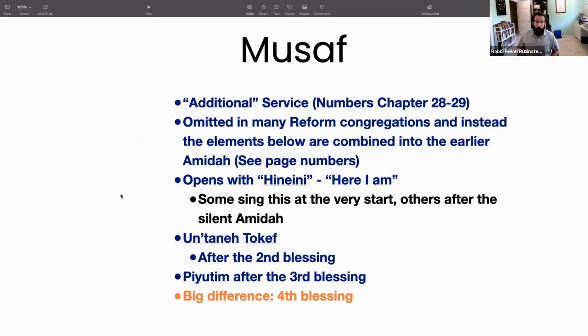Now, the Musaf will open with this big section called Hineni. Hineni means here I am. It's the response that Abraham gives to God when God calls out Abraham, and Abraham says, Hineni, I'm right here. It's a spiritual word. It's not just, here I am physically in this room. It's, I am here with you. I'm in this moment. Some communities will sing this at the start of the Musaf. Others will do it after the silent Amidah. So different mahzorim have it in different locations.